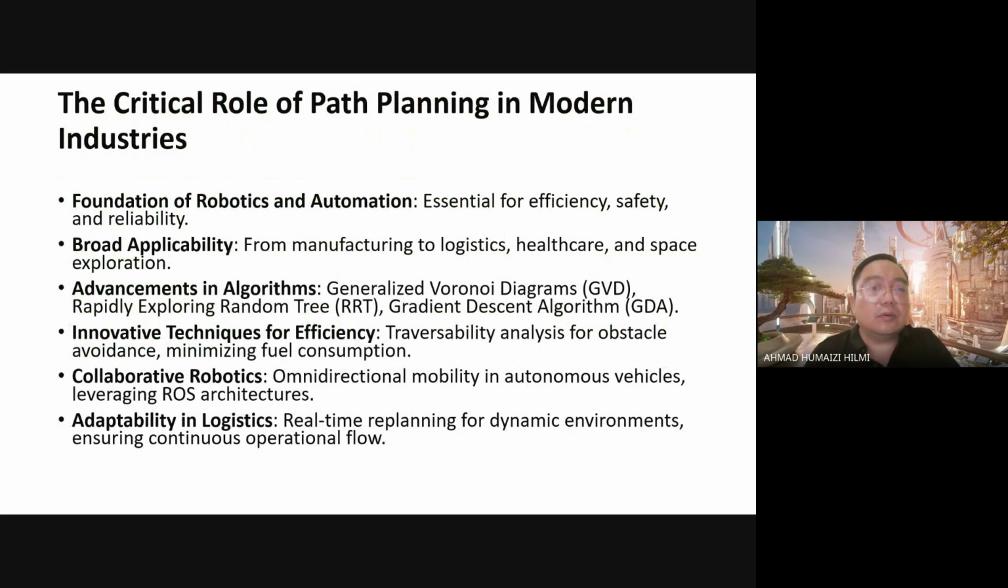So, the foundation of robotics and automation, essential for efficiency, safety and reliability, broadly applicable from manufacturing to logistics, healthcare and space exploration. Advancements in algorithms like generalized Voronoi diagrams, rapidly exploring random tree and gradient descent algorithm. I can explain about the random tree, what it is like.